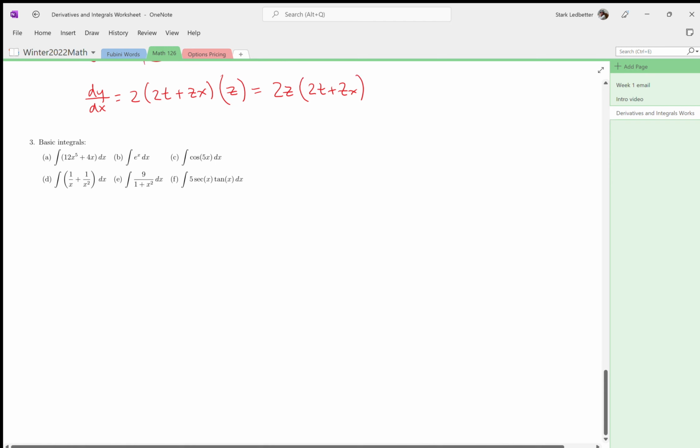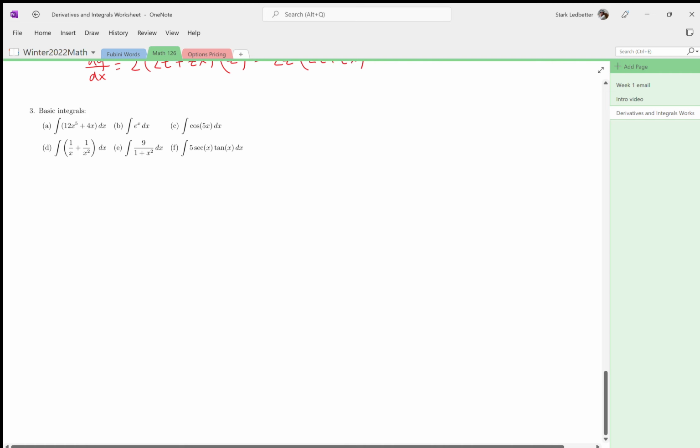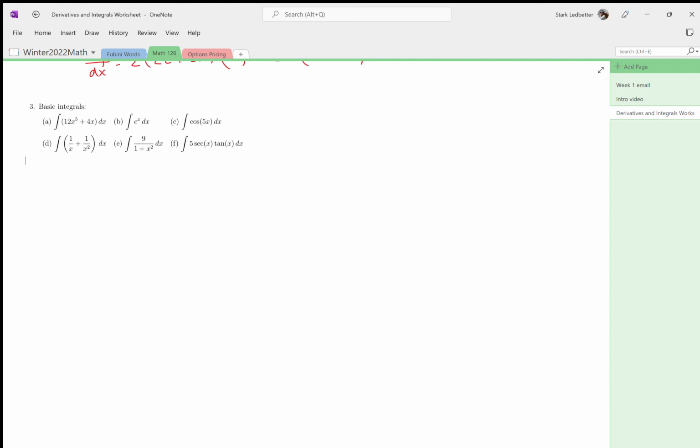Let's look at problem 3, which is some basic integrals. If you took Math 125 last quarter, then this is very fresh. If not, then it might have been a while. So we're looking at the integral of 12x to the 5 plus 4x dx. As you know, since you've seen this before, integration is harder than differentiation because we're going backwards. Driving backwards is harder than driving forwards.